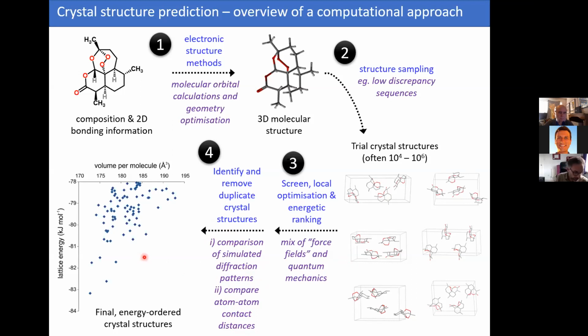What we end up with out of this process is something like this. Each point on this graph, I'm showing its energy, and I'm showing here its volume, okay? And each of those points is a distinct crystal structure for that molecule. Okay? And if we're looking for the lowest energy ones, we're looking towards the bottom of that plot.